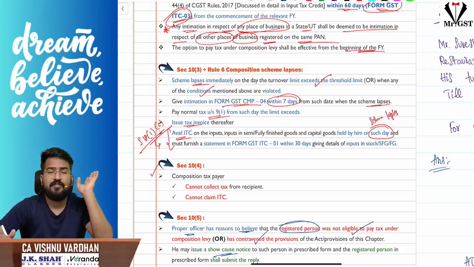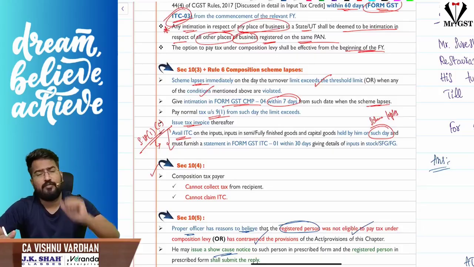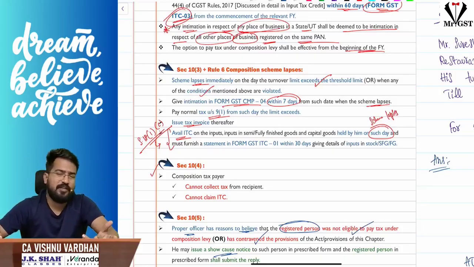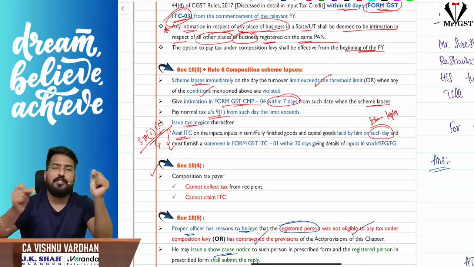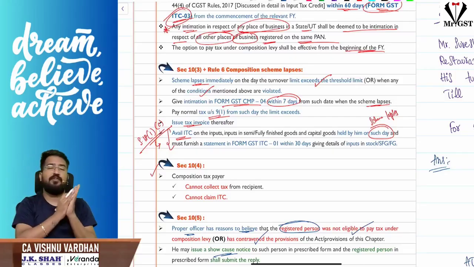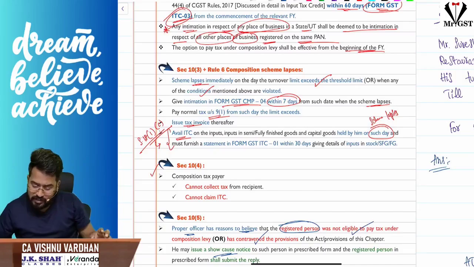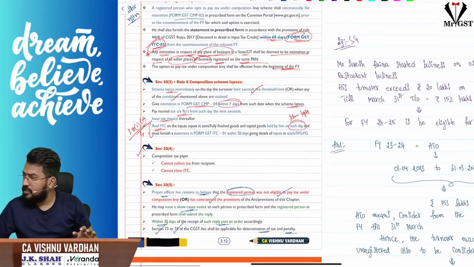From the next and subsequent years, before the commencement of the financial year, you check whether you are eligible for composition scheme or not, and intimate it to the proper officer electronically only. Nothing to worry. You need not call him or go and meet him and say, sir, I want composition scheme. All these things are not required. So intimate him electronically so that you will get composition scheme in the subsequent years. So that is the concept. So with this we are done with composition scheme.